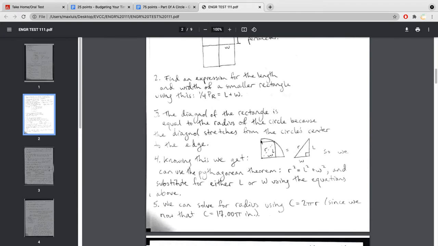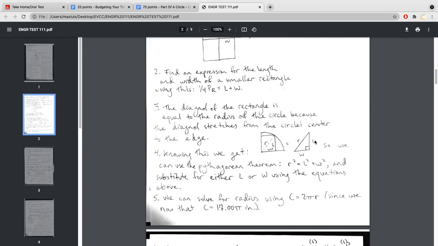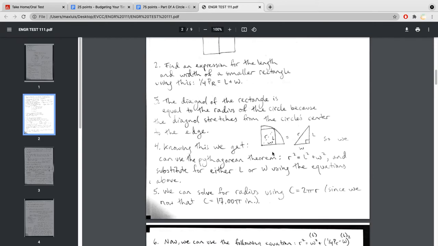And then knowing this, we have this. So here's the width of the top right rectangle. Here's the length of the top right rectangle, and then here's the radius. Since this is a rectangle, this would be a 90-degree angle, so we have this right triangle here, where the radius is the hypotenuse, with the width and the length. So now we can use the Pythagorean theorem, where the radius squared is equal to the length squared plus the width squared of the small rectangle.